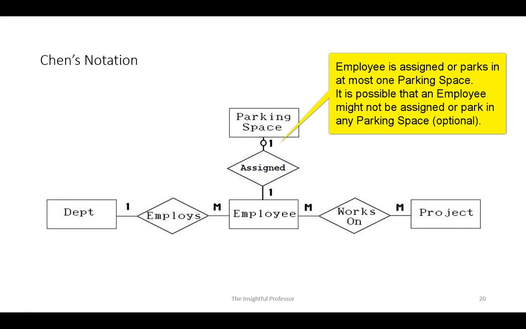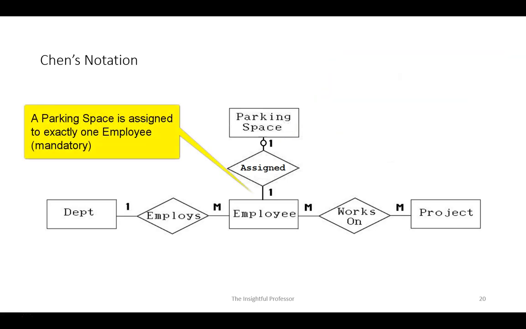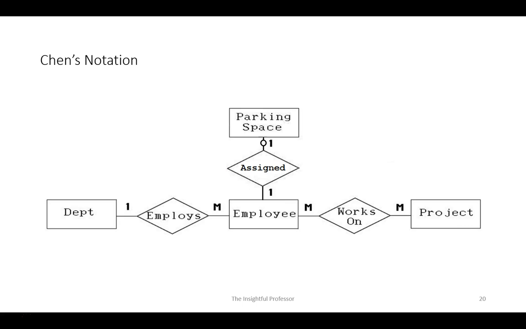space, but may not park in any. It's possible that an employee doesn't have a driver's license or doesn't have a vehicle to drive, so he or she has no need for a parking space. But a parking space will always be allocated to exactly one employee. That way we'll have no controversy, no concerns, no arguments if two vehicles arrive at the same time. One of them clearly is targeting that parking space and allowed to park there, the other is not.